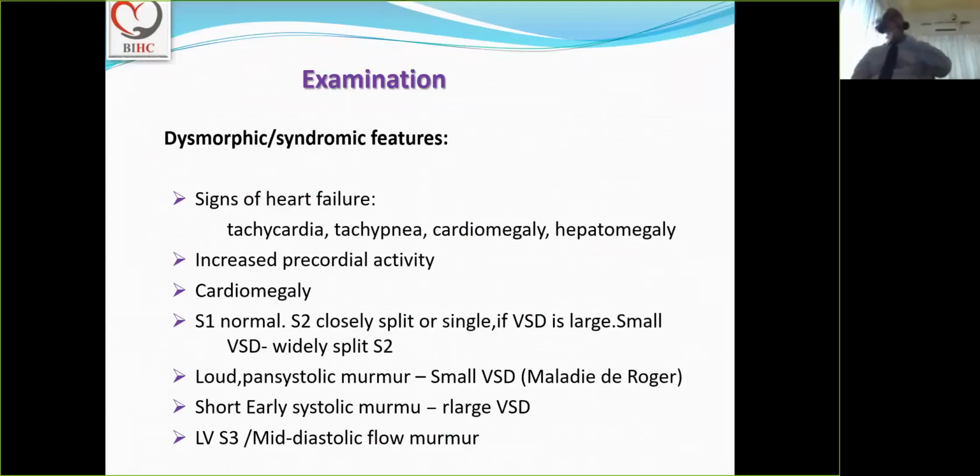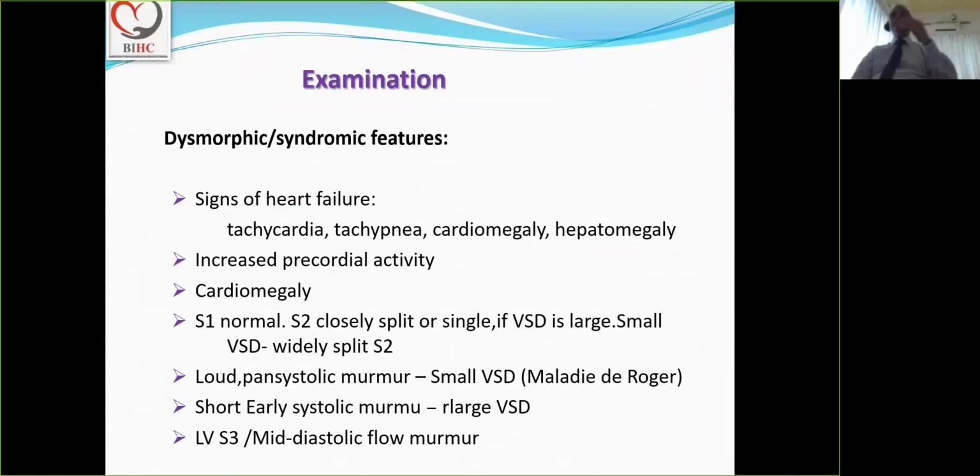In a small VSD, there is shunt through the VSD all through systole. All through systole, the RV pressure is lower than the LV pressure. So there is a pan-systolic murmur, maybe associated with a thrill. This used to be called the maladie de Roger, a small VSD with a loud murmur.